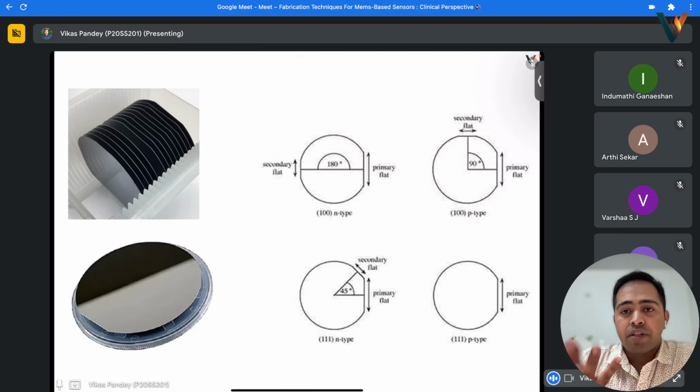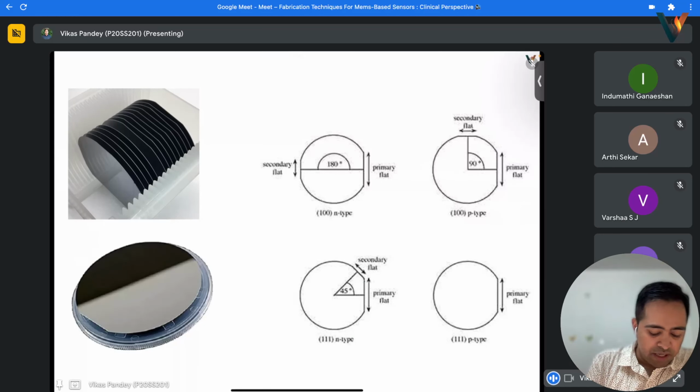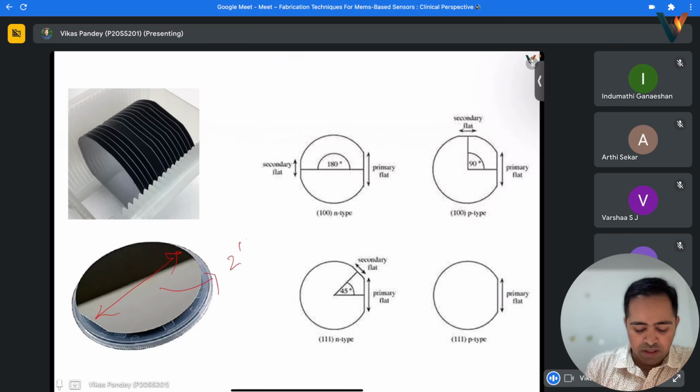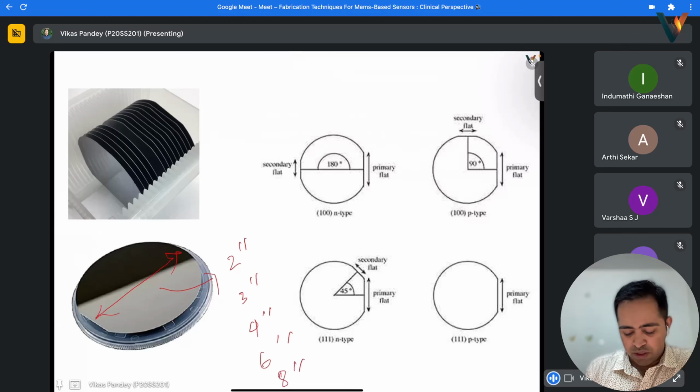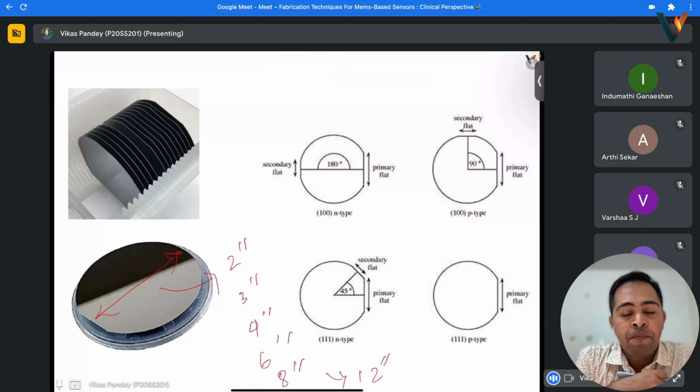In general, we will have a circular disc kind of structure, and its diameter can vary. It starts from, I think, 1 inch, I'm not sure, but 2 inches, 3 inches, 4 inches, 6 inches, 8 inches, and nowadays even 12 inches silicon wafers are available. And as the size increases, the thickness will also vary.